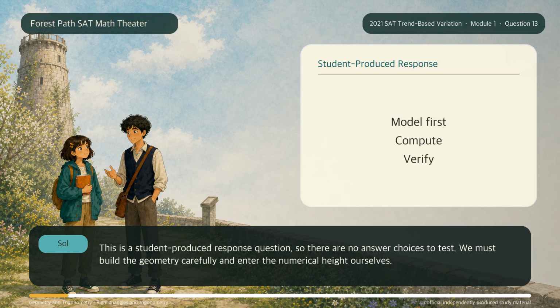This is a student-produced response question, so there are no answer choices to test. We must build the geometry carefully and enter the numerical height ourselves.